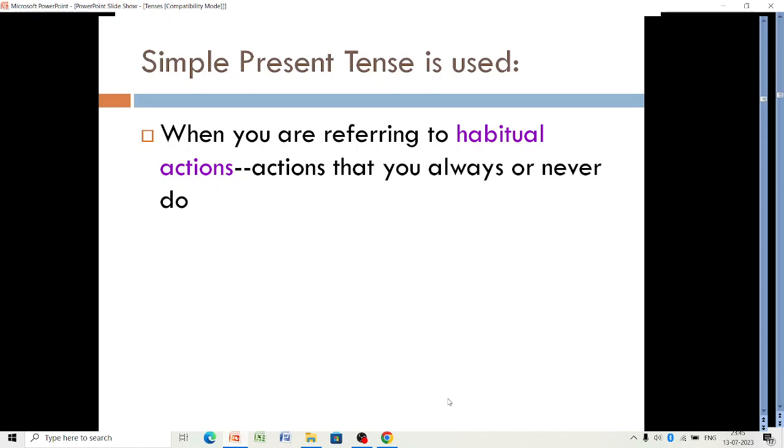Now when you are referring to habitual actions that you always regularly do or what you repeatedly do, or on the other hand, it is negative and you never do. So here is an example: he always comes late to class. I always go to church on Sundays. My grandmother comes to my home on Saturdays. All habitual actions are expressed through simple present.